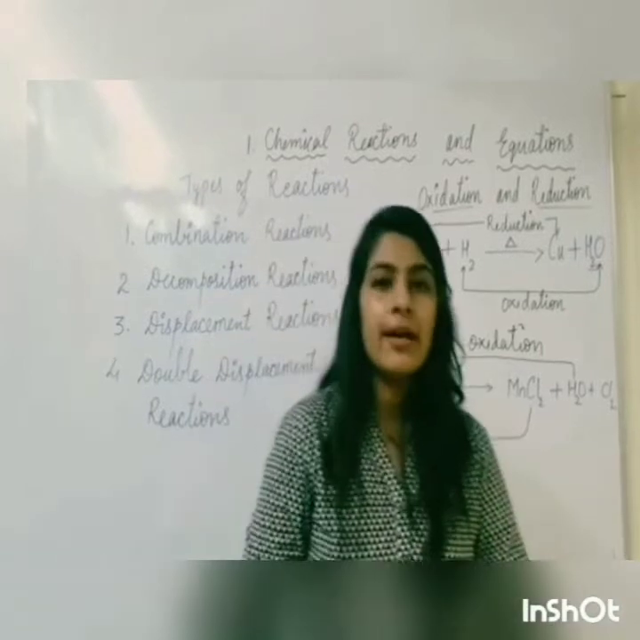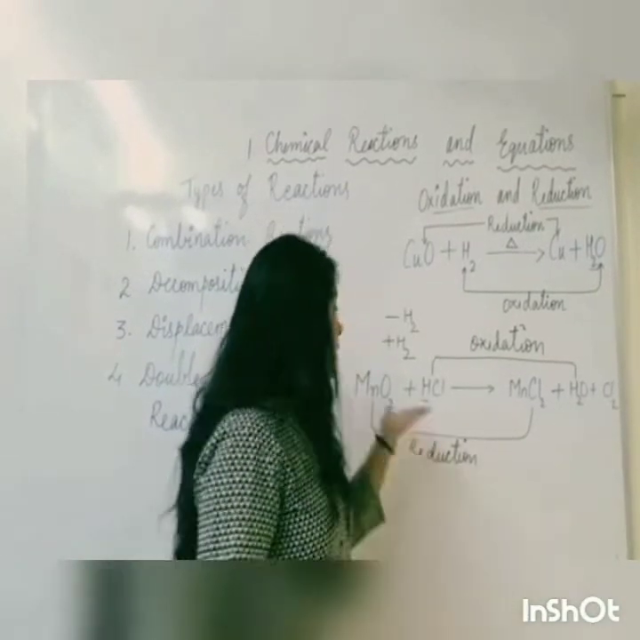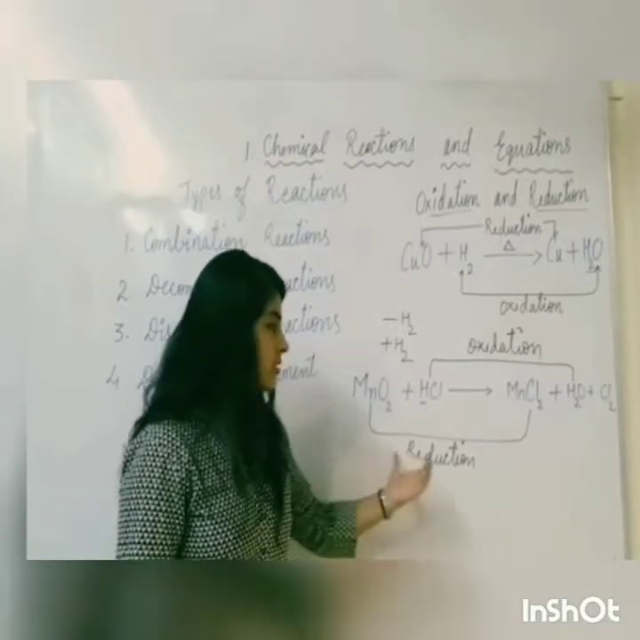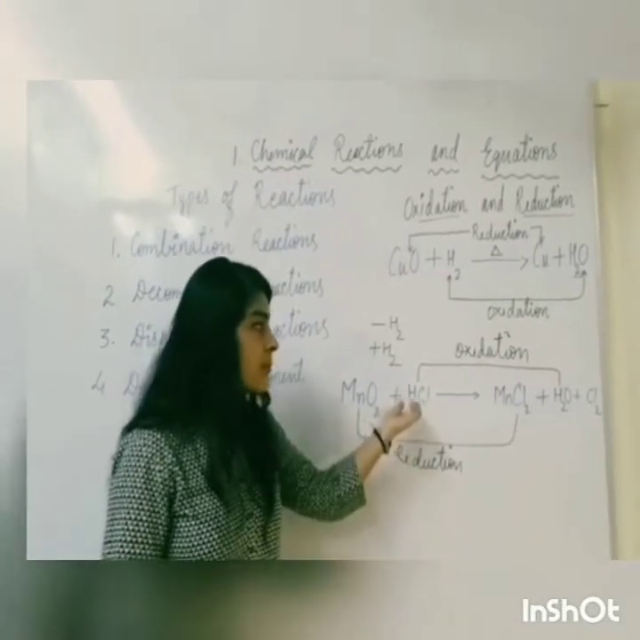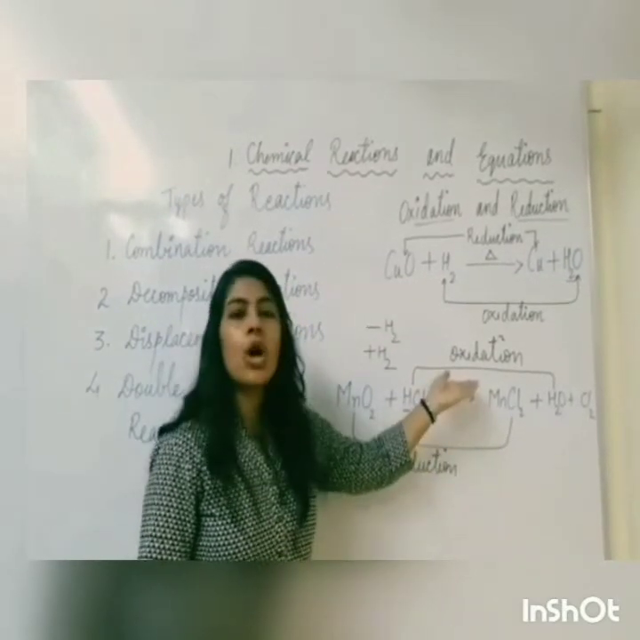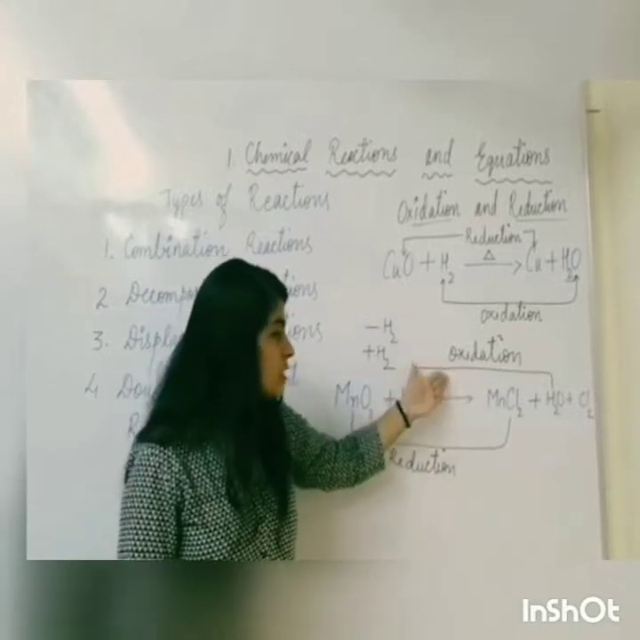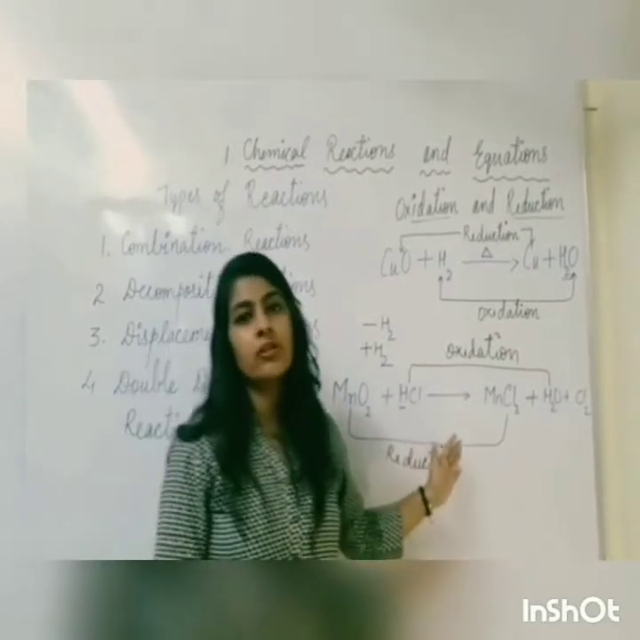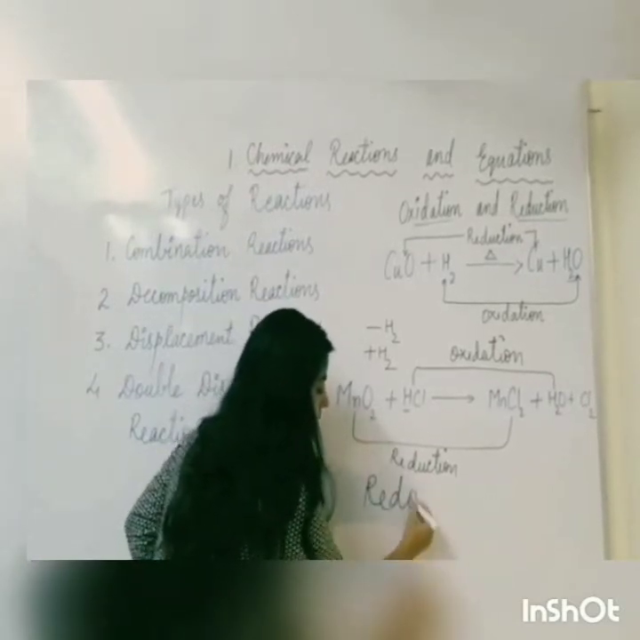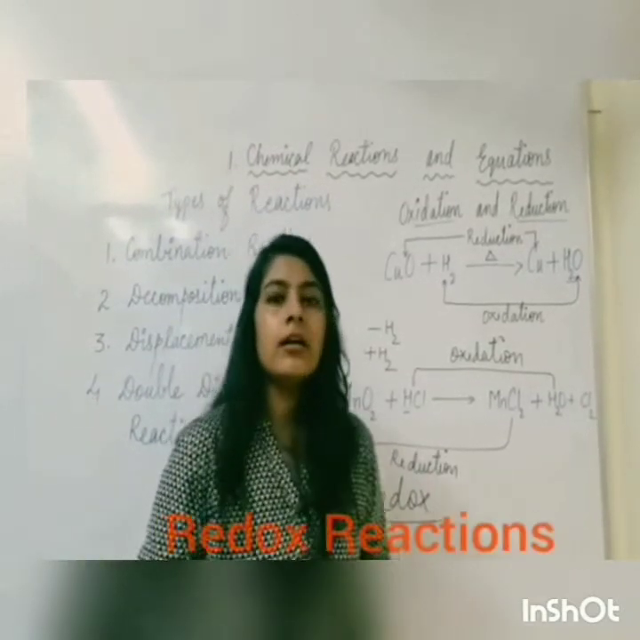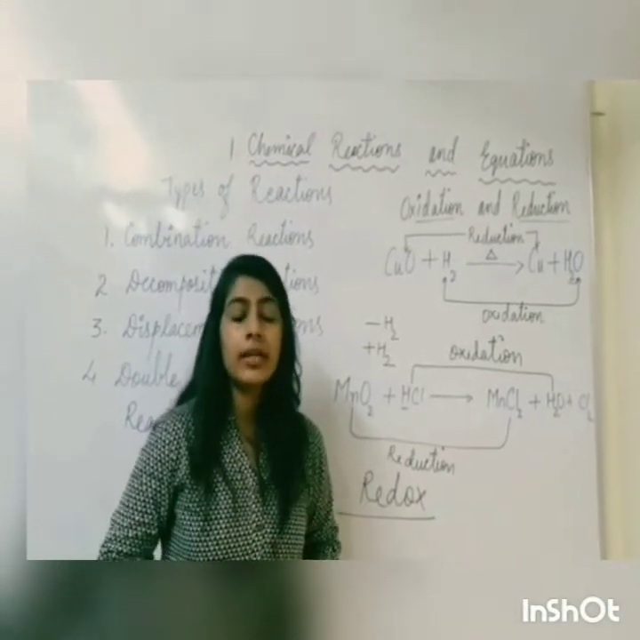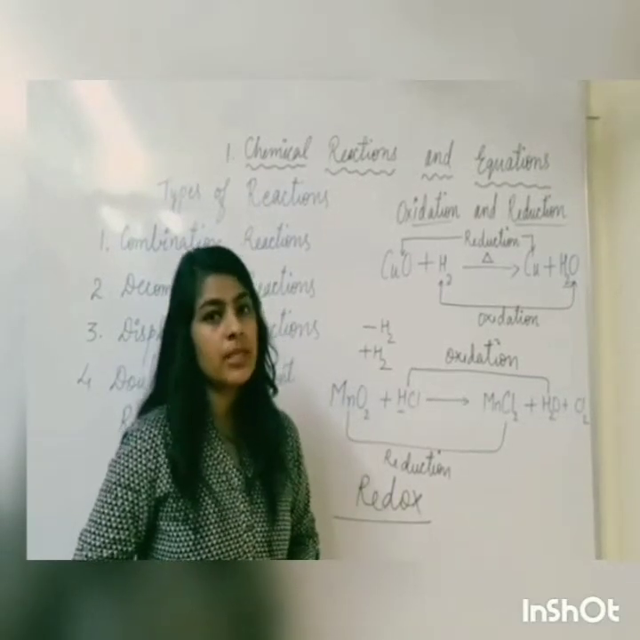I am repeating the definition. Please pay attention. If a substance loses oxygen, it is a reduction reaction. If a substance or the atom gains oxygen, it is an oxidation reaction. When these two reactions take place together in a chemical reaction, we call it a redox reaction. It is a redox reaction in which oxidation and reduction, these two reactions, take place together.